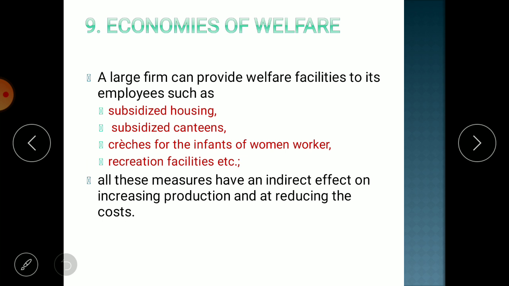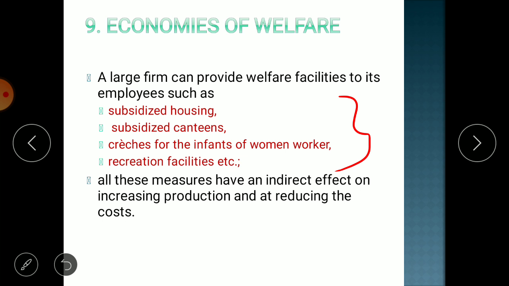So many other recreation facilities they are also offering, like table tennis may be available there, and some other games may be there. If you are having any free time, then you can go and play, and you can freshen your mind. So these are the facilities which a large firm can provide, but a small firm cannot.